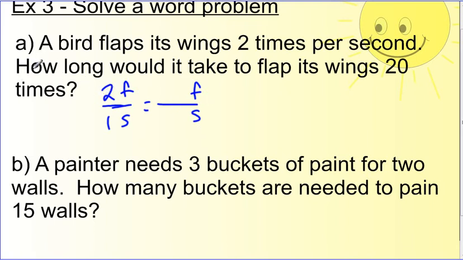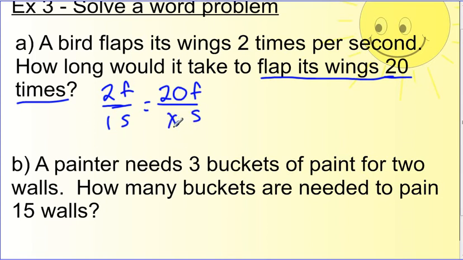Now, we can read the second half, and this is almost done. How long would it take to flap its wings 20 times? We're talking about 20 flaps. Well, is the 20 flaps going to go up here or down here? Where would 20 flaps go? Goes there, because that's where our label is. That means this guy is our variable. Now we cross multiply and solve.